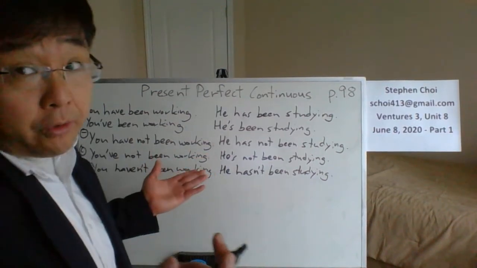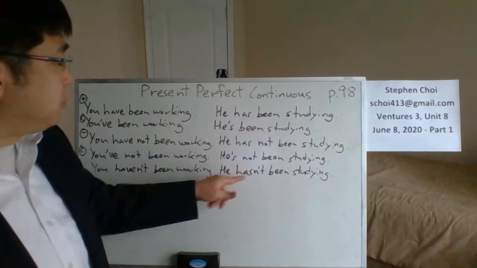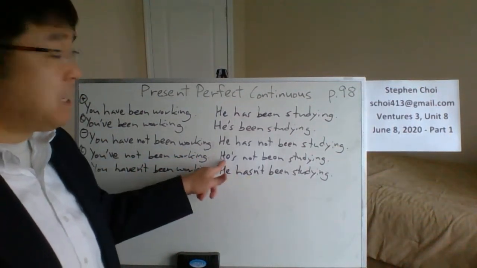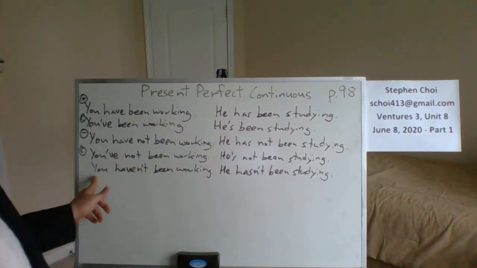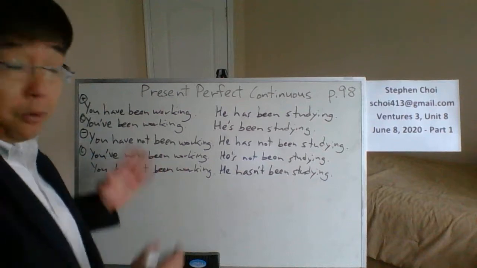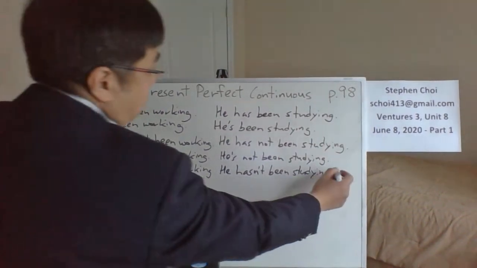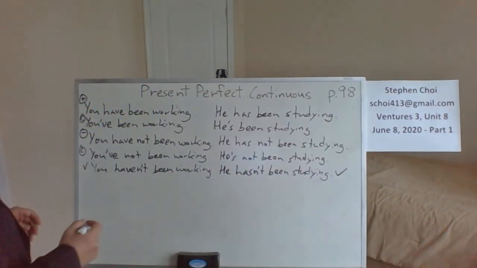Okay, so both forms are good. They're both grammatically great. Okay, they both have equal meaning, same meanings. Okay, but most people will say he hasn't been instead of he's not been. Okay, and same here. Most people will say you haven't been instead of saying you've not been. Okay, but they're both okay. But this one is more common way of speaking. Okay, you hear that more.